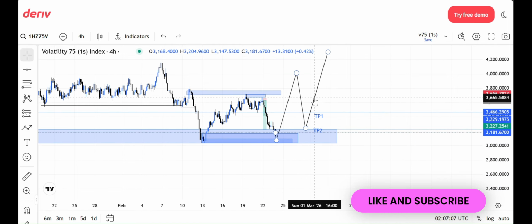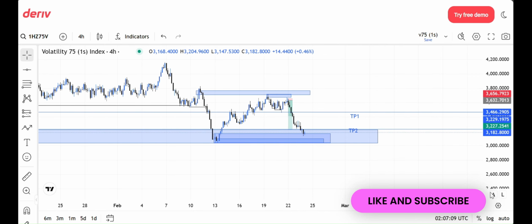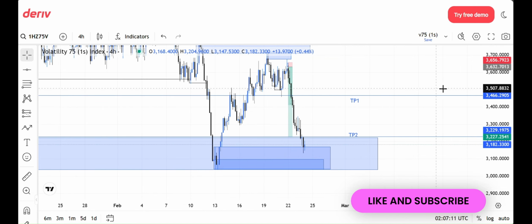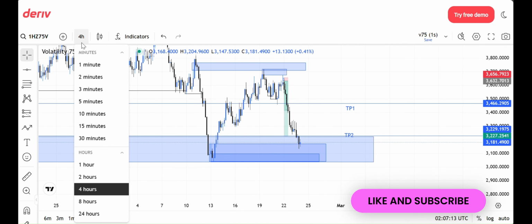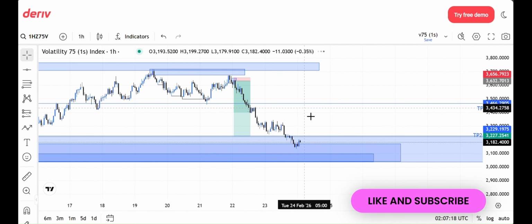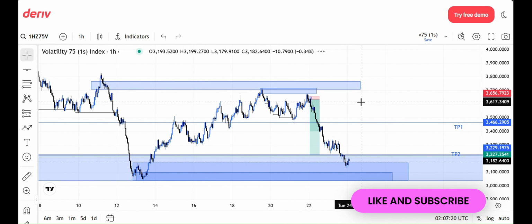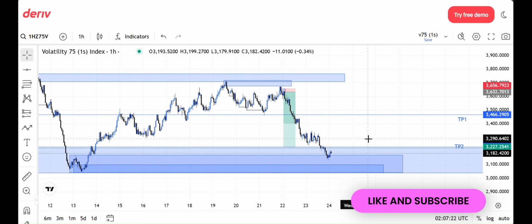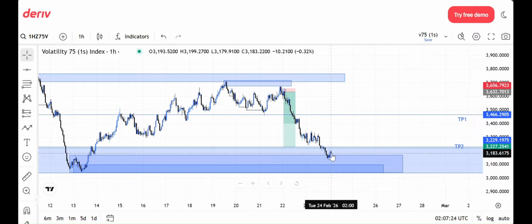So right guys, that's that for that. That's how we took advantage of this bearish move. So that's all for our top down analysis on Volatility 75 (1s) Index.